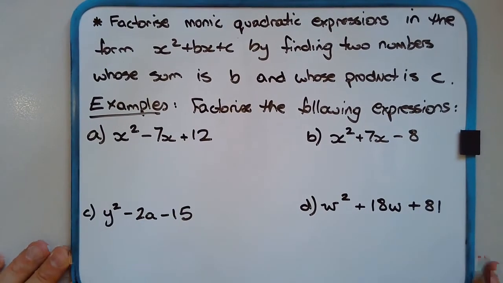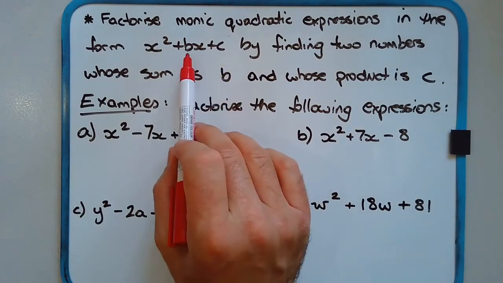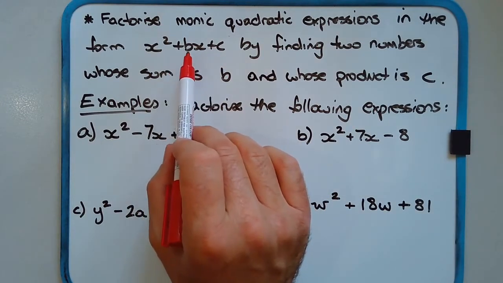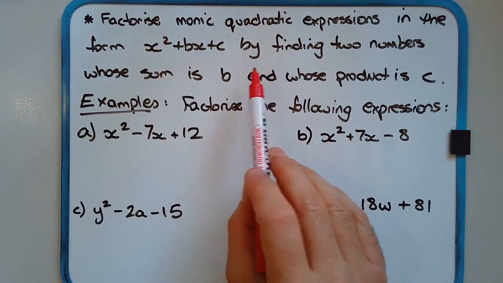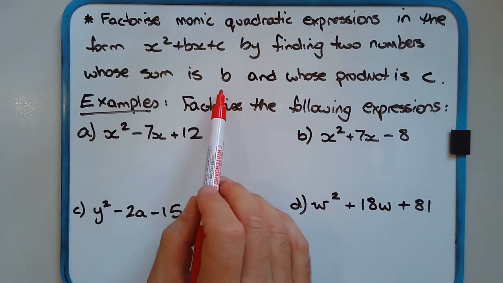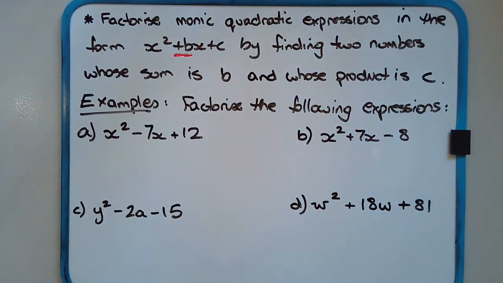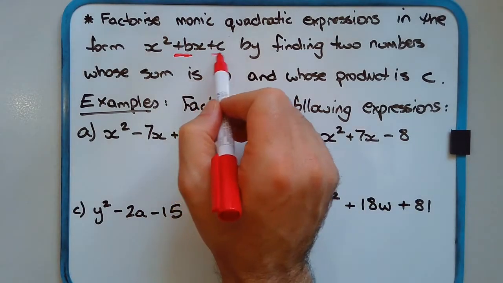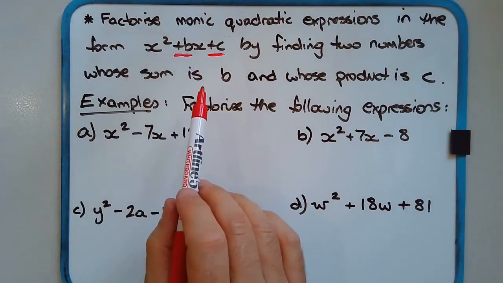I already said this, but we factorise monic quadratic expressions that are in the form x squared plus bx plus c. B can be positive or negative, by the way. When I say plus b, we don't know what b is, but b could be a negative number. It doesn't really matter. So we find two numbers that when you add them together, you get the b term, and whose product is c. The constant term could be positive or negative too. As long as when you pick two numbers and add them together you get b, and when you multiply them together you get c.